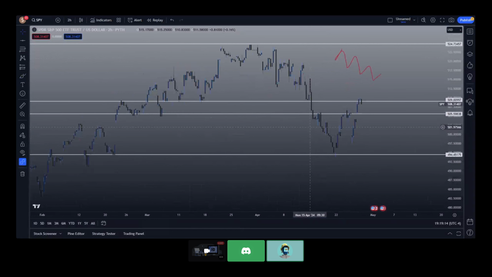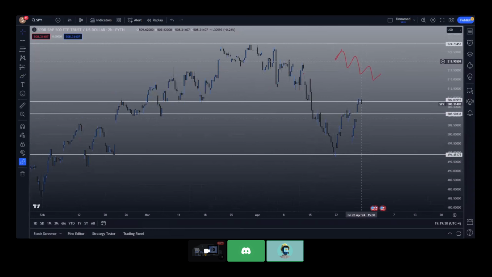Around 520, when you go up there, you see it's not exact, and like I told you, this will never be exact. But around 520 we get so much rejection when we come up to around that area. So you can definitely put a resistance there.